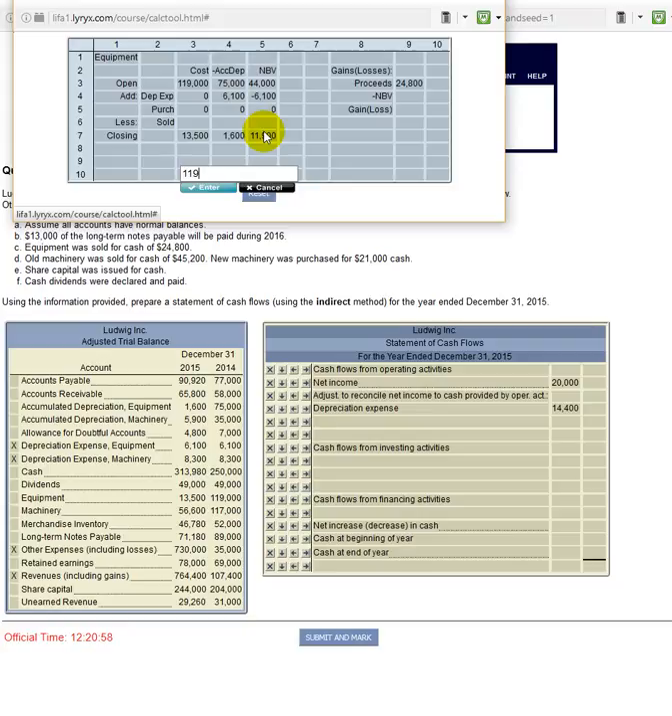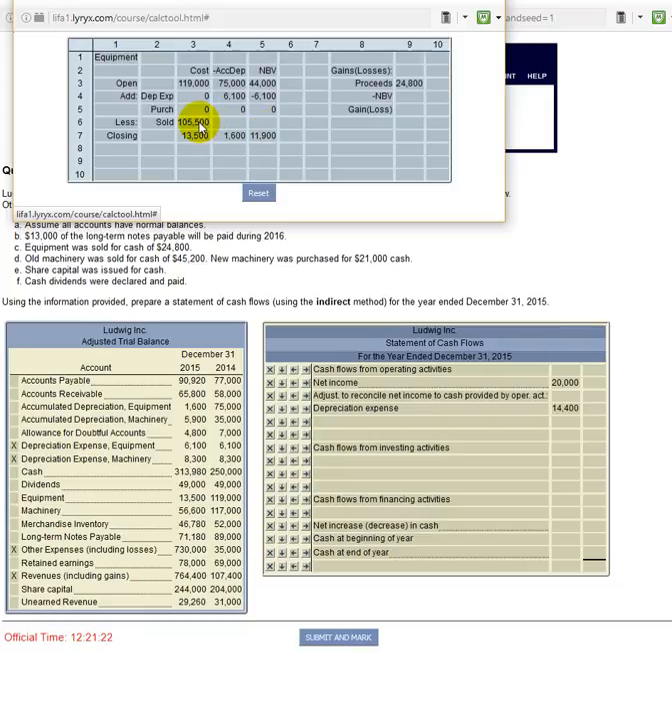The calculation goes like this: 119,000 plus 0 plus 0. That's our estimate of what the number should be at the end of the year if there were no sales. And then we subtract the actual amount in the ending balance, if I can get the numbers entered correctly.